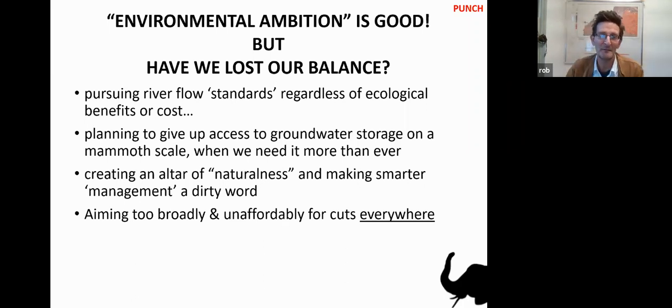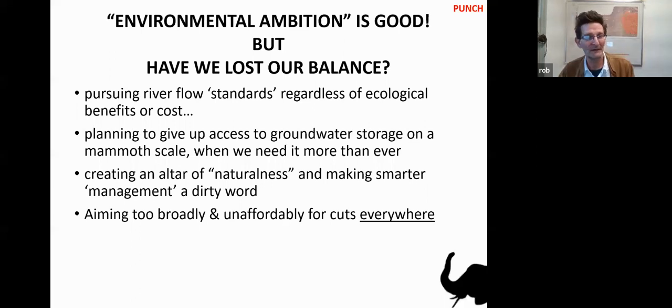I'm starting here from a state of some personal guilt, having been partly responsible for dreaming up some of these river flow standards. They now seem to be being pursued, I would suggest, almost regardless of ecological benefit or cost. And we are on the cusp of planning to give up access to a huge amount of groundwater storage at a time when I think we need it more than ever.